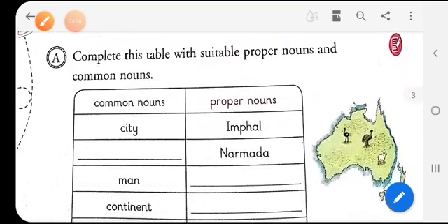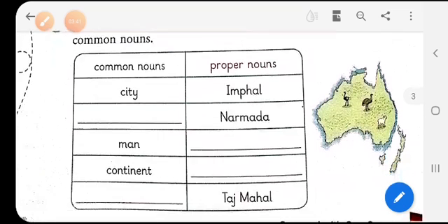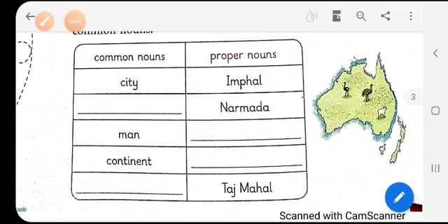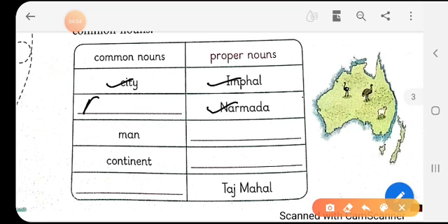Now, here's a small table. Complete this table with suitable proper nouns and common nouns. The first one is done for you. Now, let's see how it goes. So, the first one we have is city, and the name of the city is written Imphal. Now, in the next sentence, we have the proper noun Narmada. Children, you know that Narmada is a river. So, what will be the common noun for Narmada? It will be river.